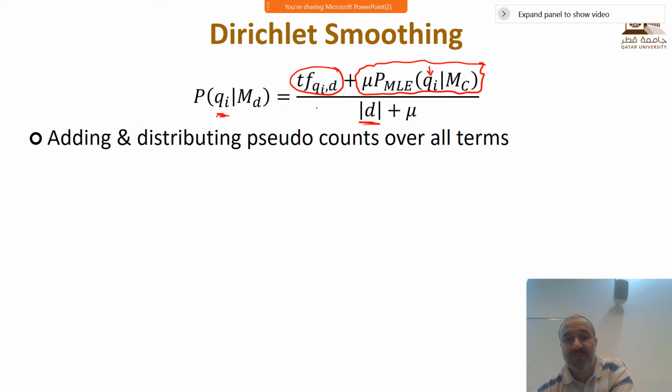Okay, remember this is the probability of Qi, that one term given the model. So adding and distributing pseudo counts over all terms in the vocabulary.